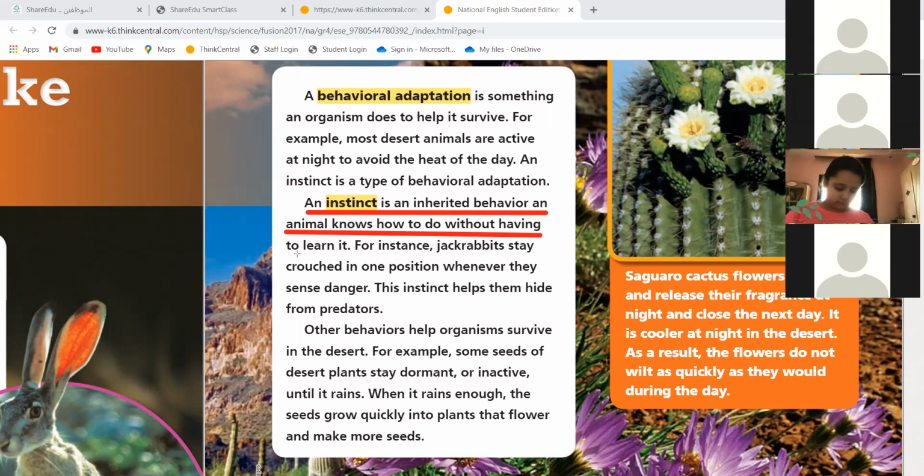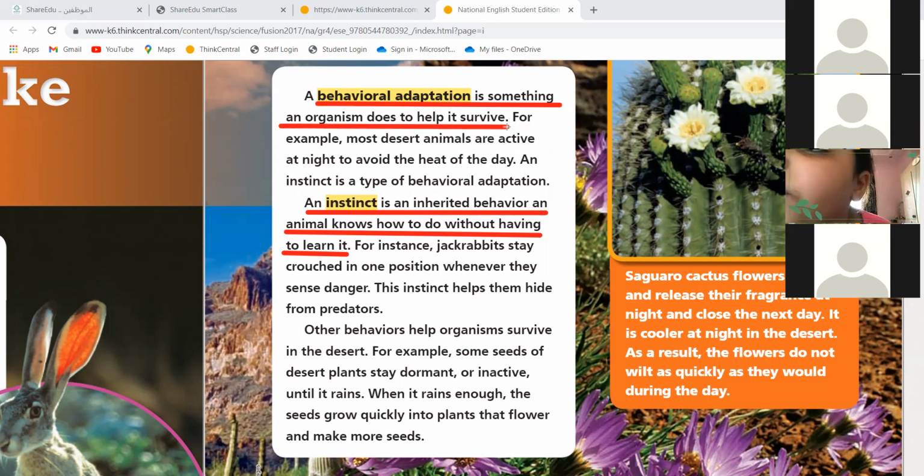Can you read for me what's an instinct? That's right, you are right. An instinct is an inherited behavior. Inherited means they are born with it. An animal knows how to do something without having to learn. They already know how to do such a thing without learning it. What about a behavioral adaptation? Can you read?